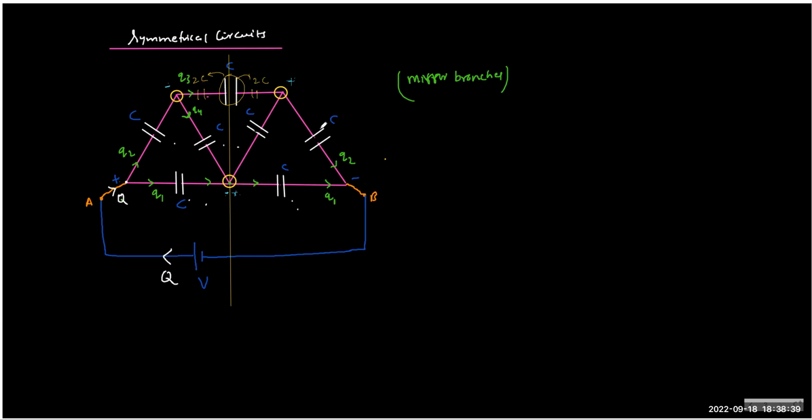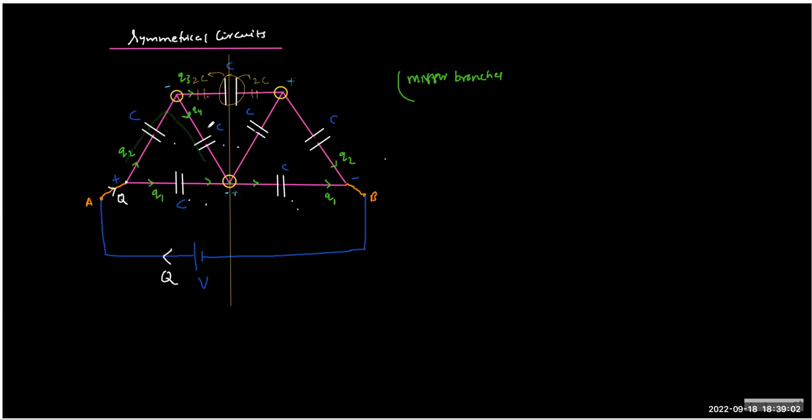And these are called mirror branches, and the rule says the flow of charge or current in the mirror branch must be same. So we cannot assume different current or charge flow in the mirror branch, which means the Q1 will move just like this. Q2 will go. Okay, I'll come to this.